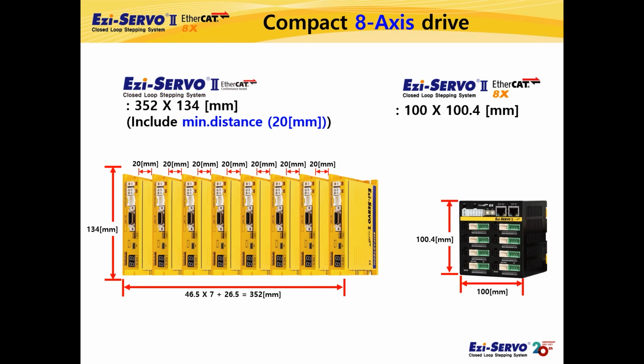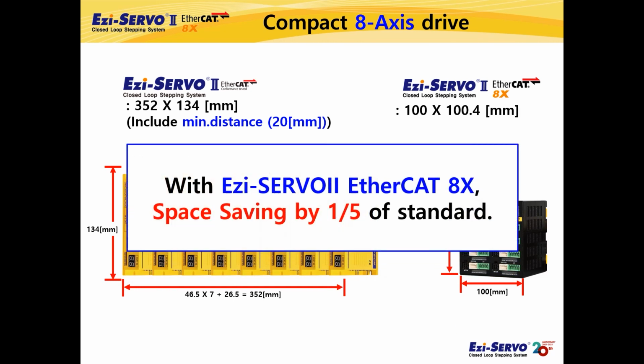If you see 8 standard products stacked on the left, the width is 352 mm and the height is 134 mm. This number is for simple comparison, and when you install the drives in actual machine, you might need more space because of cable wiring and space between products. On the other hand, in the case of the 8-axis drive on the right, the width is 100 mm and the height is 100.4 mm. Compared to installing 8 standard products, the installation space is reduced to 1/5.